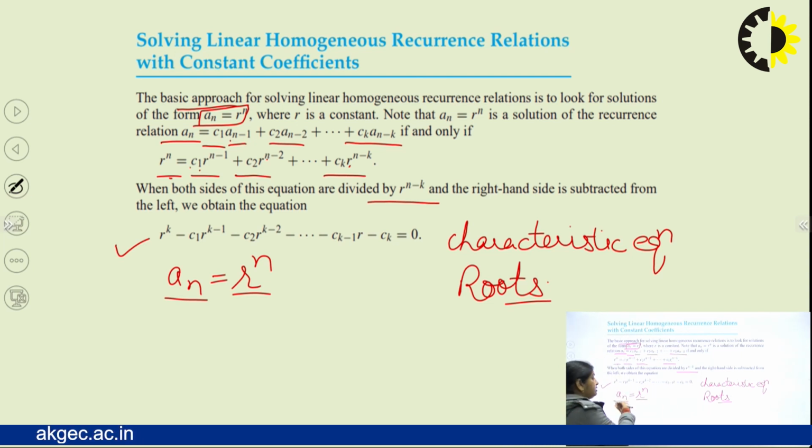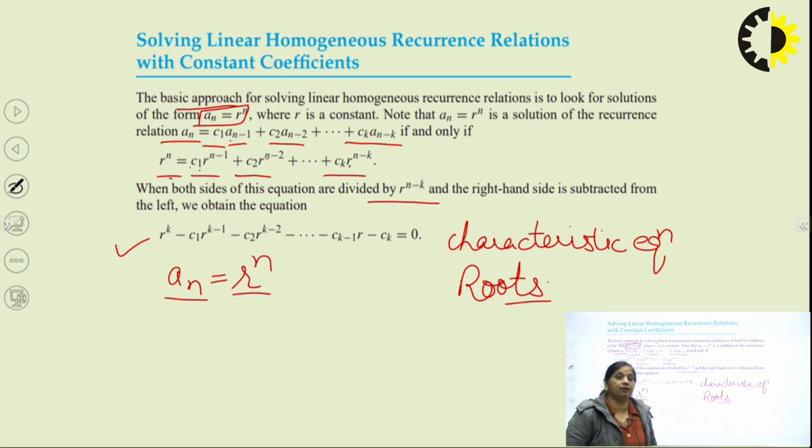So, what is our aim? Our aim is to find the solution an is equal to r to the power n. What we will take for this constant r will be obtained from the characteristic equation. The characteristic equation will have the characteristic root that will be inserted here to find the final solution. So, let us try it.